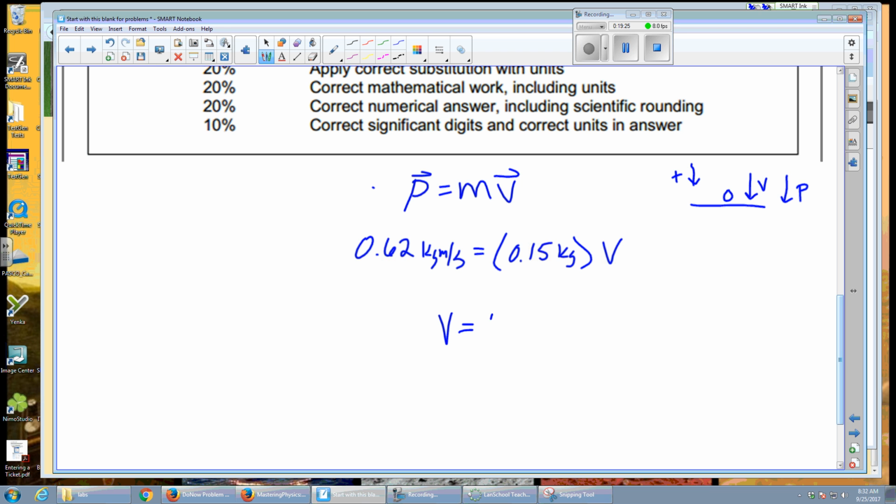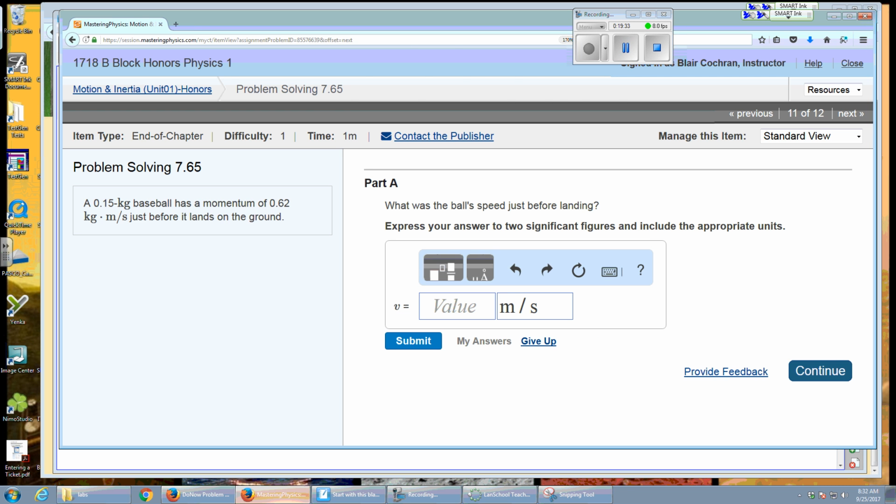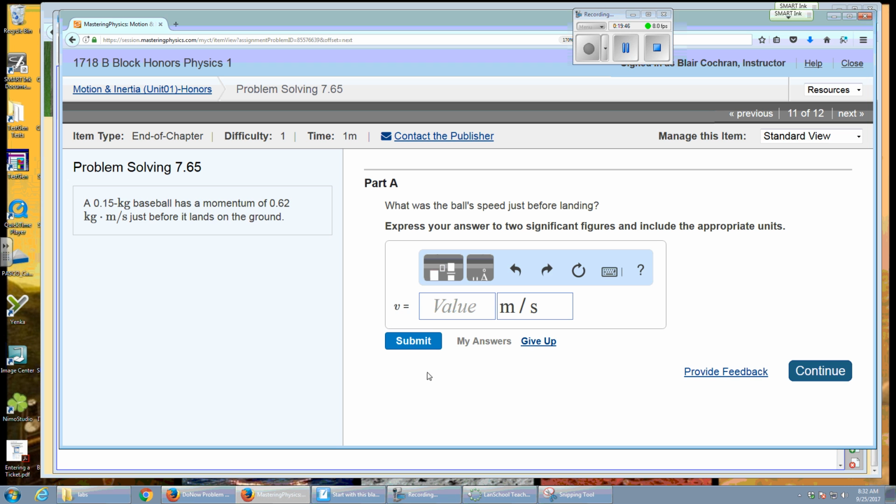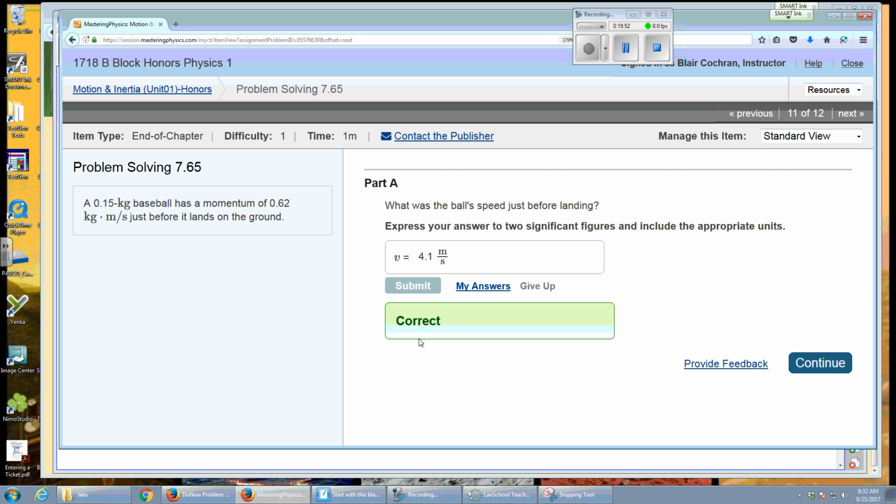And I get 4.13 meters per second. They want 2 sig figs, so I'm just going to put in 4.1 on the computer. Oh, I forgot to box my answer. Oh well. Yay! Another one bites the dust.